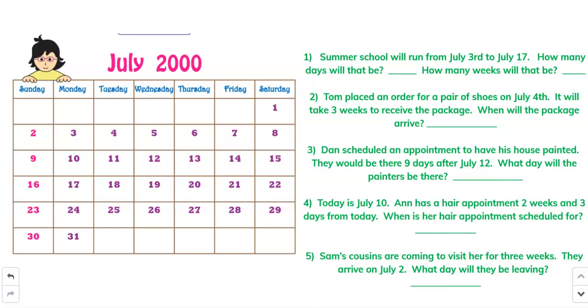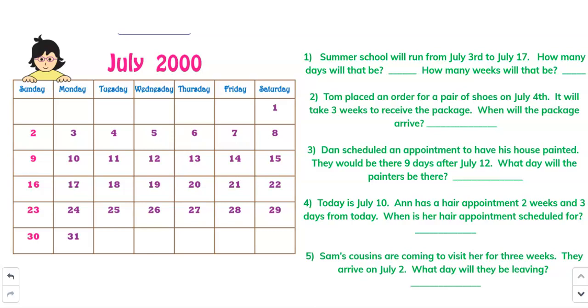So we know that when we count weeks, we count down. So we're going to start on the 4th, and we're going to count down 3 weeks. Remember, this is always 0, 1, 2, 3. So this is when his package would arrive, which would be July 25th.